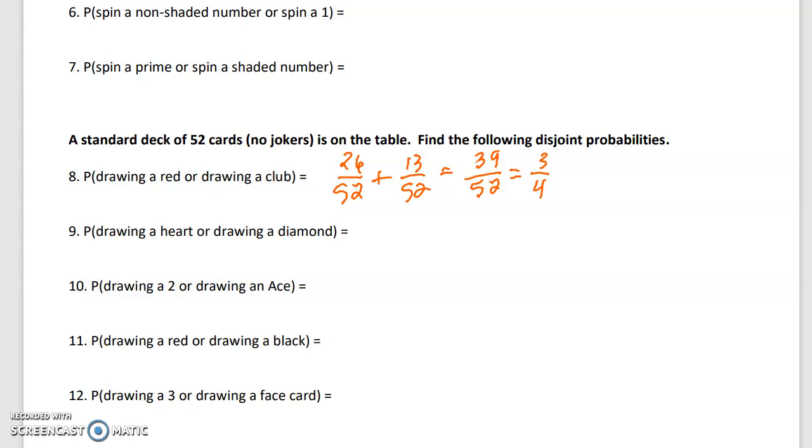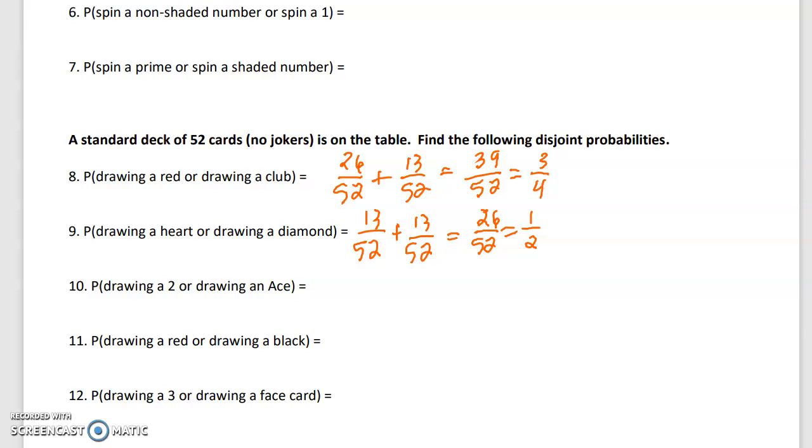The probability of drawing a heart or a diamond, again, both of them are red, so 13 out of 26 plus 13 out of 26, out of 52. I was thinking of my answer. And this makes sense, right? Half the deck is red cards.